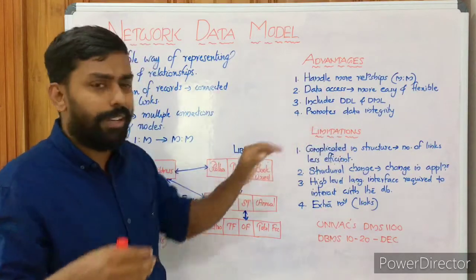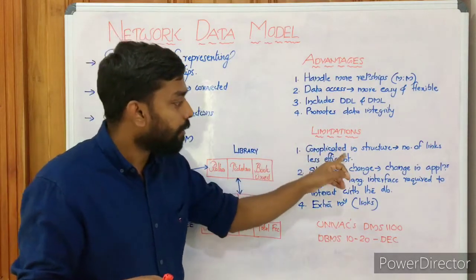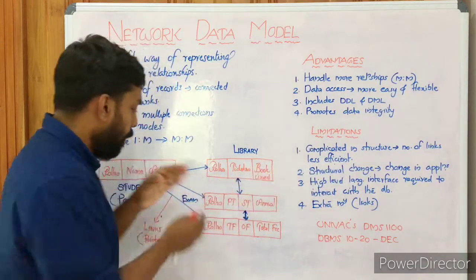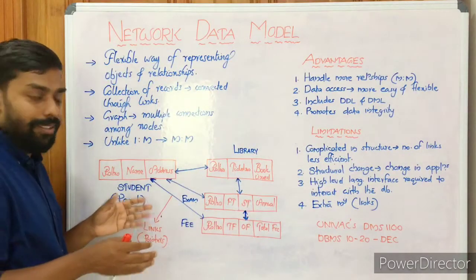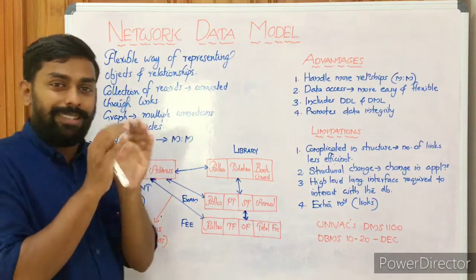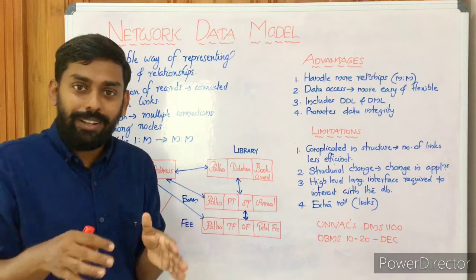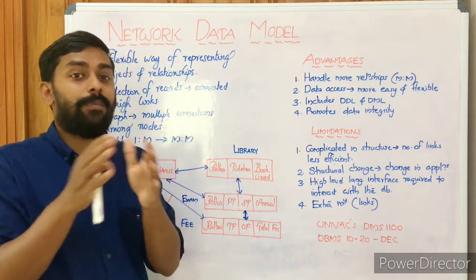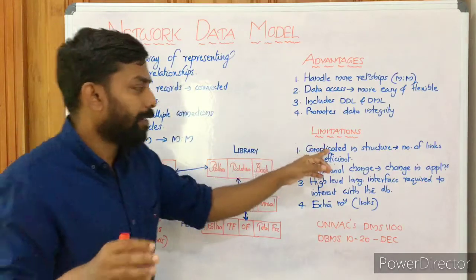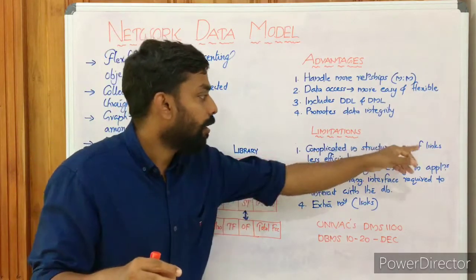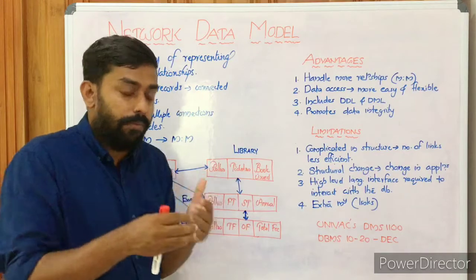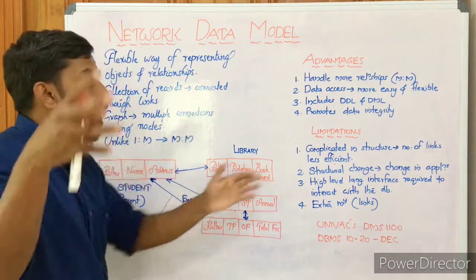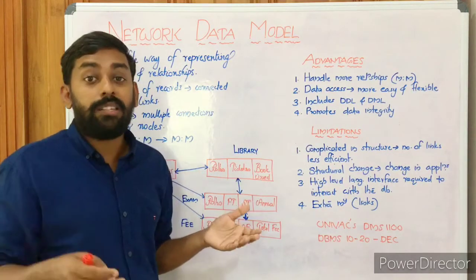And when we look at the limitations, the first point is that it is complicated in structure. We know it is somewhat complicated because there is no single parent and many children. There will be multiple parents and multiple children, right? So it is complicated in structure. As you can see, there are many links, and it makes the model less efficient.